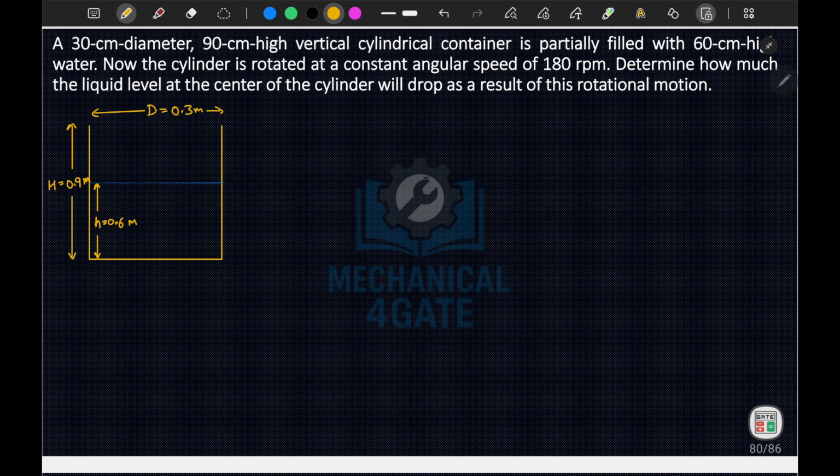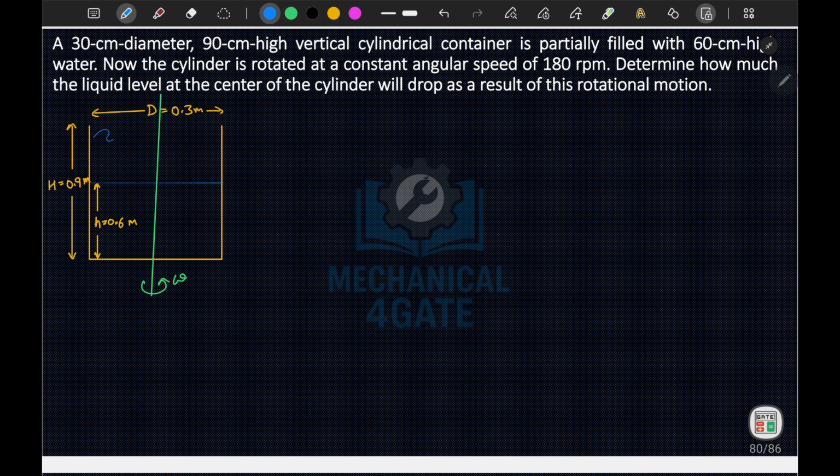Now the cylinder is rotated at a constant angular speed. Okay, so this cylinder is being now rotated. Let's say it's rotated about this axis here, with the speed omega. Now determine how much the liquid level at the center of the liquid will drop as a result of this rotational motion. Okay, so what happens actually?